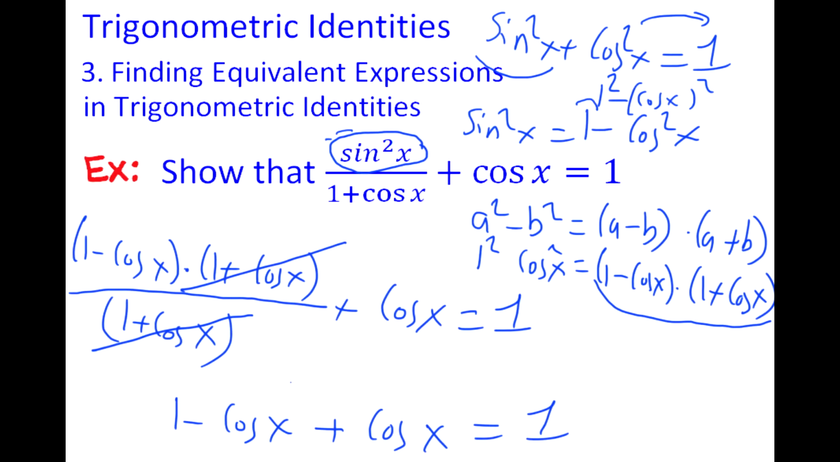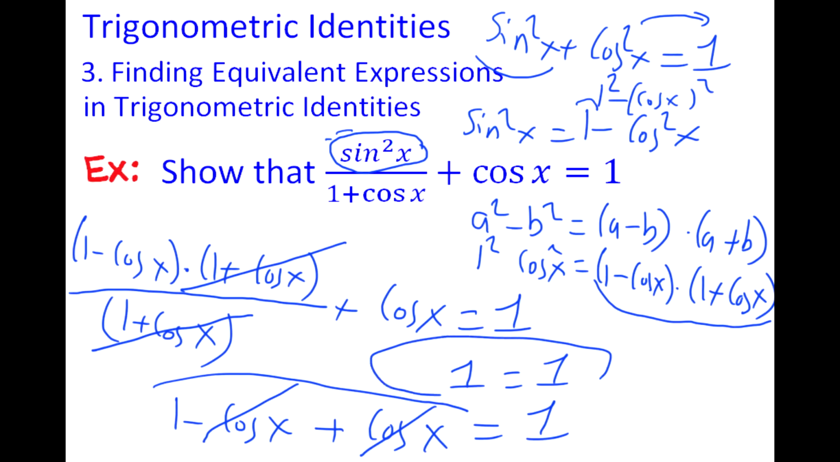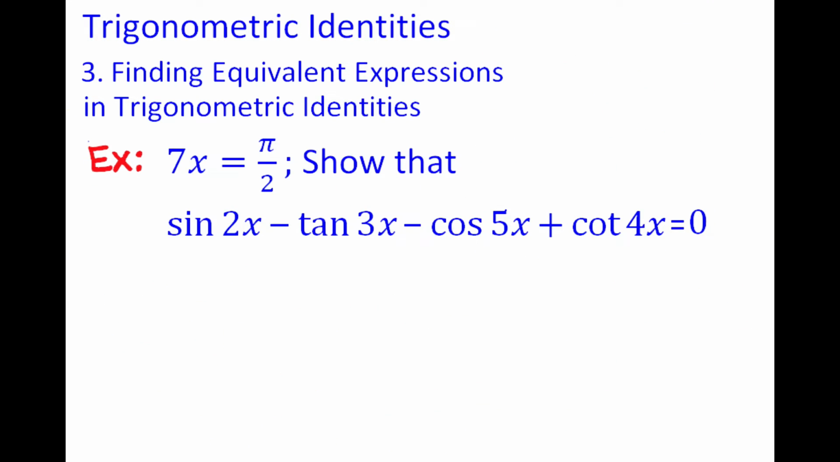On the left, as you can see, we have negative cosine x and positive cosine x. So you can just cancel them, and the leftover on the left is 1, right? We have 1 here, and on the right also we have 1. And as you can see, the left side is equal to the right side. So that indicates that the given expression is correct. And this is our last question, guys, in this video.